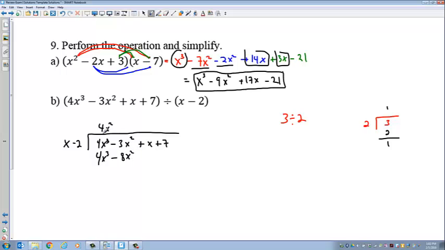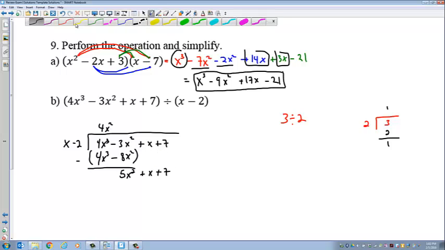Remember, the idea is you take this times that, and you get this back, and then you subtract off. Remember, you're subtracting the whole thing. So these will cancel perfectly, but a minus is a plus. So it's really plus 8x squared minus 3x squared, which is 5x squared. So again, watch out for that minus sign. It's a minus, which makes this a plus. So you have plus 8x squared minus 3x squared, which is 5x squared. You bring down the x, right? So plus x plus 7, and you start over.